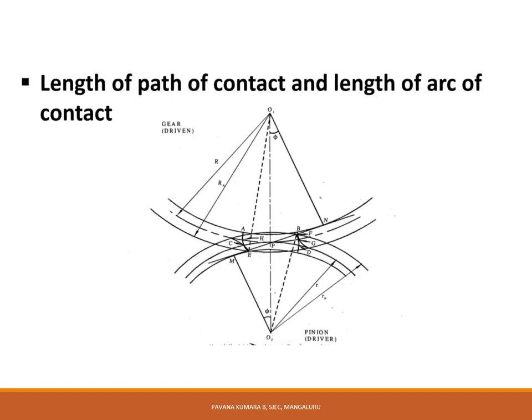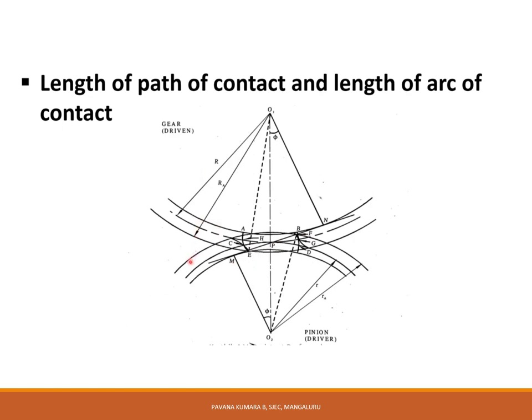Next, the derivation of the length of path of contact and length of arc of contact. Here the driven gear is considered as the gear and the pinion is considered as the driver. The pinion is rotating in the clockwise direction and the gear is rotating in the anti-clockwise direction. Externally meshed gears rotate in opposite directions. Here M and N: MN is a common tangent to the base circles. This is called the base circle.